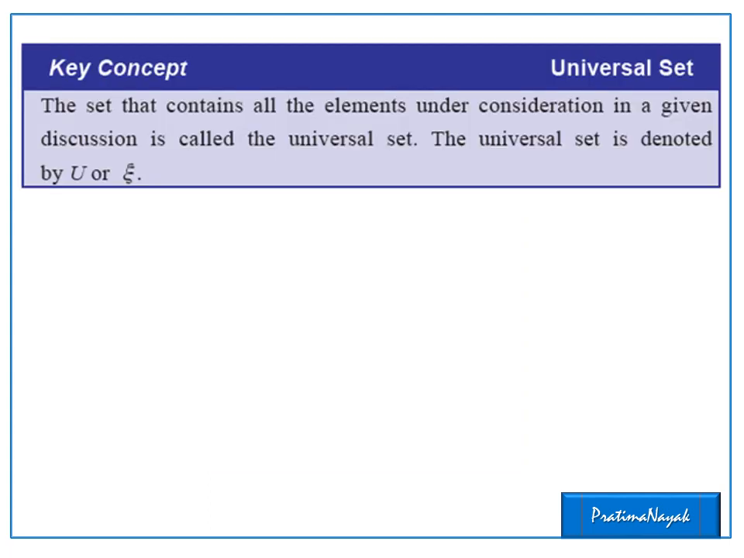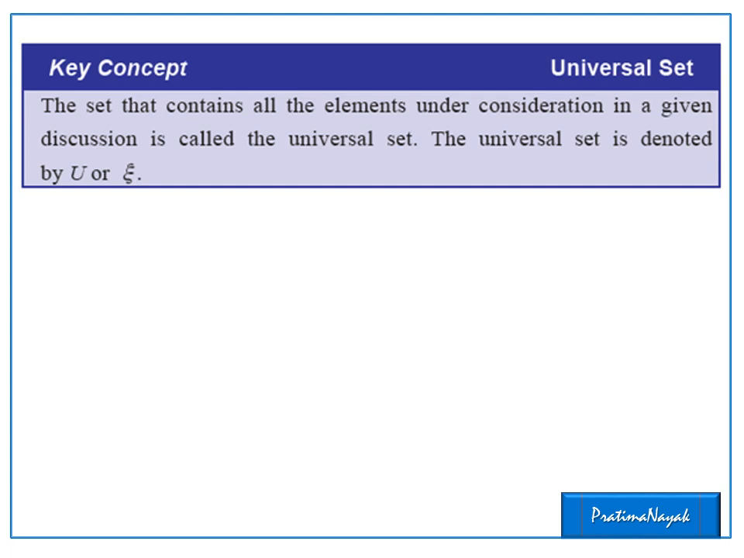So first we start from universal set. Universal set is the set that contains all the elements under the consideration in a given discussion is called the universal set. The universal set is denoted by capital U or epsilon, a Greek letter. For example, when we talk about the number system, set of natural number is a universal set and even number, odd number are subset of it.